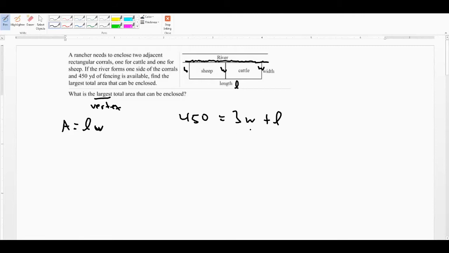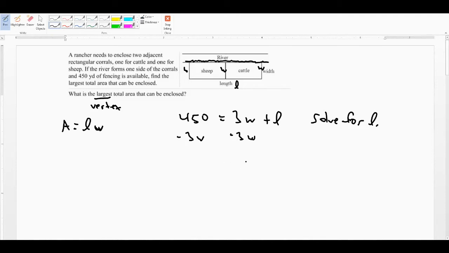So what I need to do now is solve this equation for one of the variables, so I can substitute it into the area equation and find the vertex. Now I could solve for W, but that 3 means I'm going to have a fraction at the end, and I don't want to deal with a fraction. So since L is all by itself, I'm going to solve for L, because it's easier, by subtracting 3W.